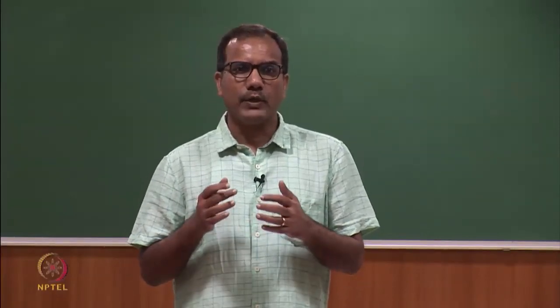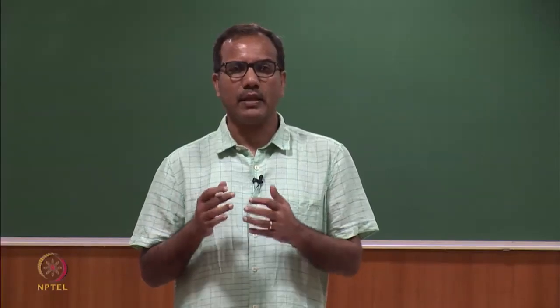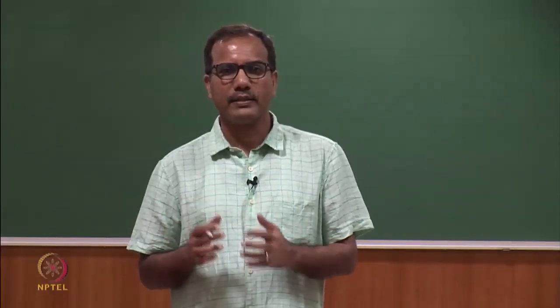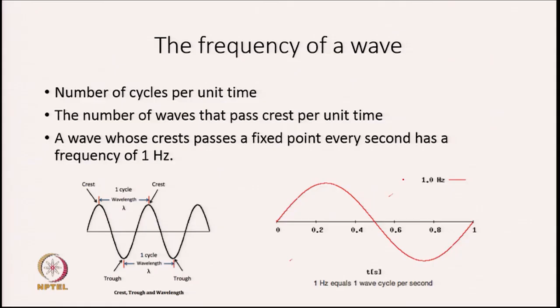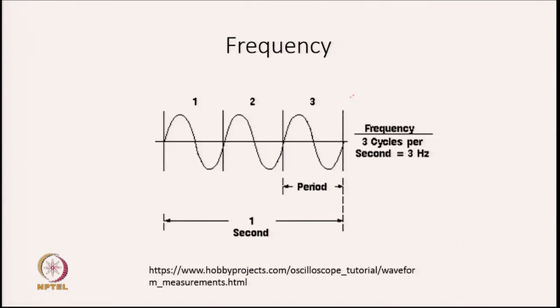So, frequency is basically the number of wave crests that pass per unit time, so a wave whose crest passes a fixed point every second has a frequency of 1 hertz. Now, look at this example. This shows you that the wave completes 3 cycles in 1 second, and what that means is its frequency is 3 hertz.